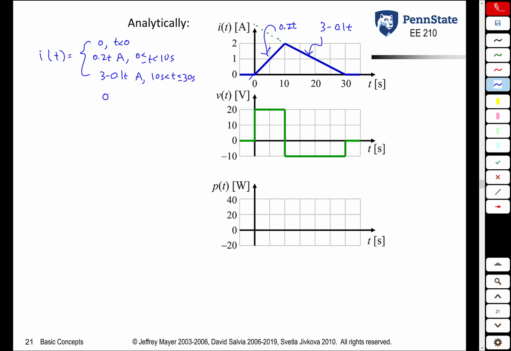And once again, it's going to be 0 amps again for t greater than 30 seconds. The voltage, a little simpler. V of t mathematically is going to be 0 volts for t less than 0. It's a constant 20 volts for t between 0 and 10 seconds. It's going to be negative 10 volts between 10 and 30 seconds, and once again 0 volts again for t greater than 30 seconds.